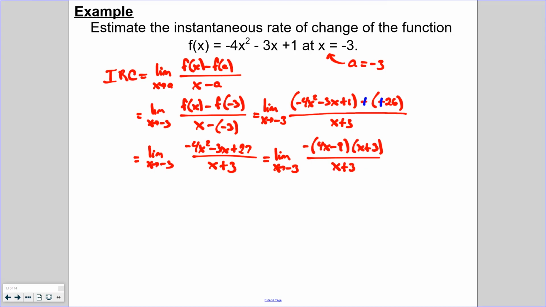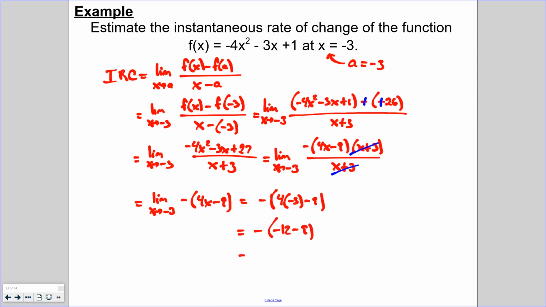And now we can see the numerator and denominator both have a factor of x plus 3, so those are going to cancel out, leaving us with the limit as x approaches negative 3 of negative the quantity 4x minus 9. And now we can do a direct substitution, giving us negative the quantity 4 times negative 3 minus 9, which is going to be negative 12 minus 9, which is going to be negative 21, which gives us an instantaneous rate of change at x equals negative 3 of positive 21.